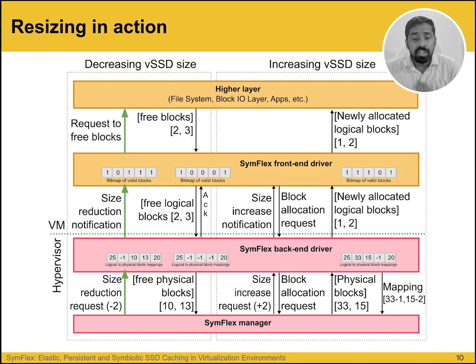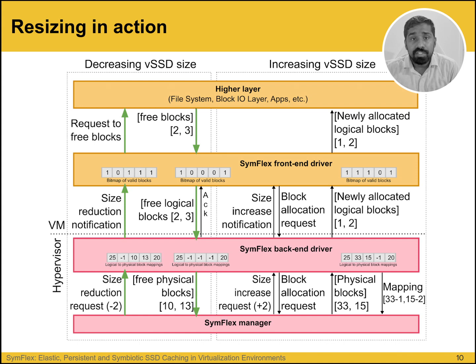The cache management unit executes its own policy to decide the blocks to be freed and forwards the list of logical blocks to the frontend driver. So in this case, the list contains logical blocks 2 and 3. The front-end driver resets the corresponding bits in the bitmap and forwards the list to the backend driver. The backend driver invalidates the logical-to-physical block mapping for the corresponding logical blocks and forwards a list of freed physical blocks to the SymFlex Manager. The manager moves those blocks from the VM-specific list to the free pool.